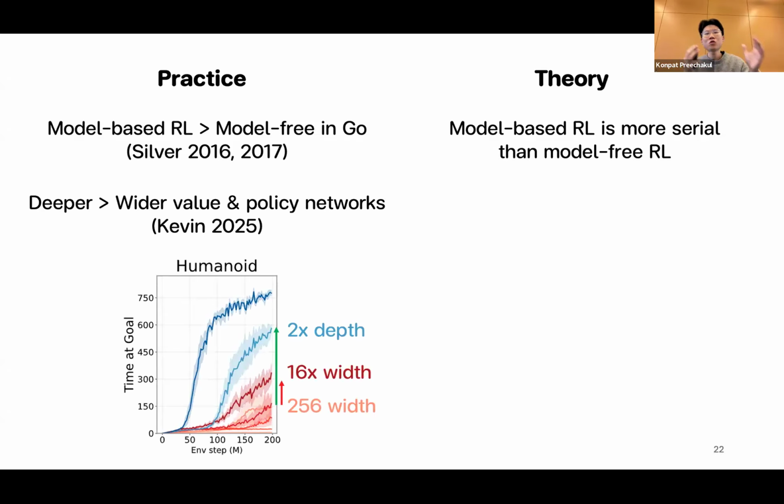And in locomotion, Kevin 2025 also showed that when you parameterize your value and policy networks with deeper models, you get a bigger boost in terms of time to go. I guess this one is like standing or walking. If you do 16x the width of your network, you will not get as much as 2 times the depth of your network. So deeper networks are also more serial, so there are some correlations here.